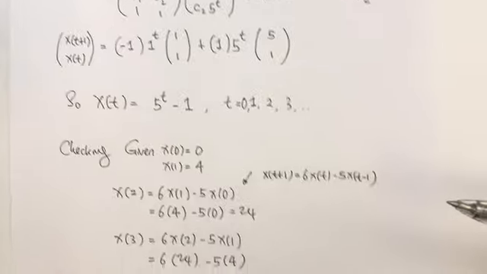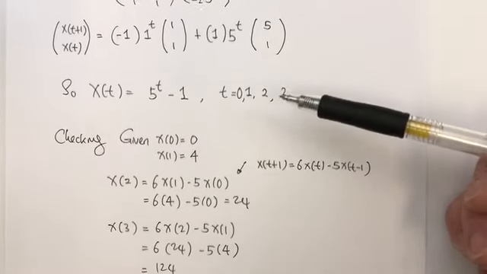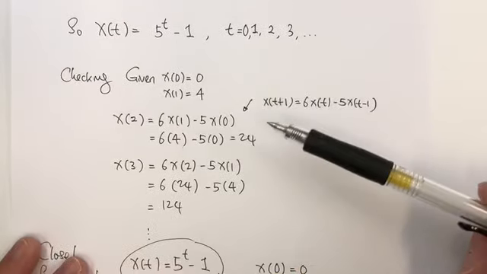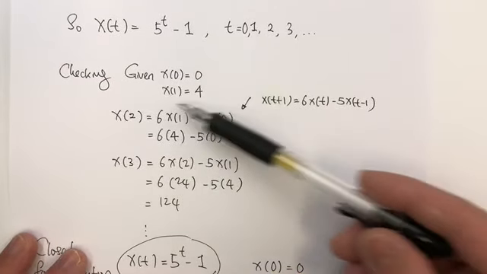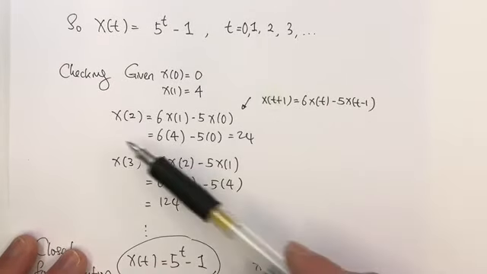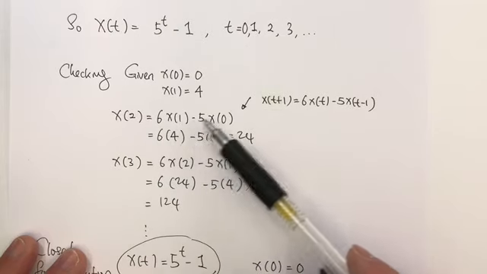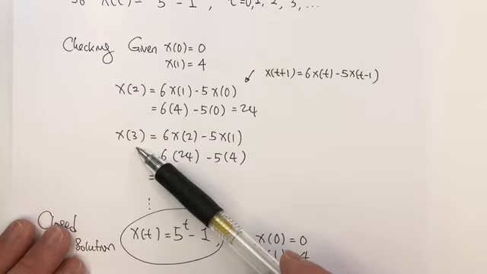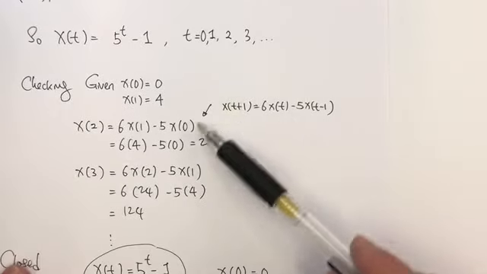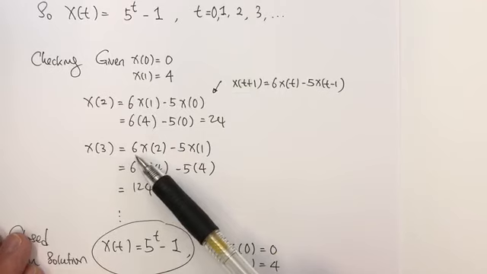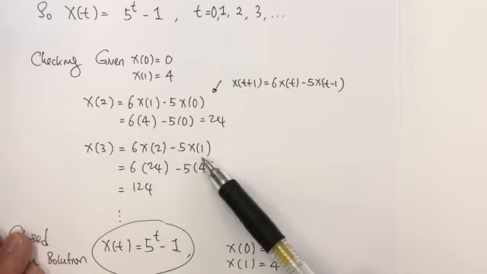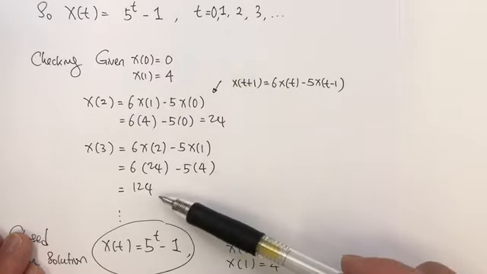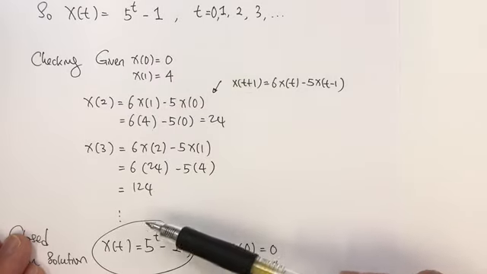And we can double check whether or not it fits the observations. For example, we are given x0 is 0, x1 equal to 4. If we use the recursive relationship, which is here, you can compute x2. x2 is 6x1 minus 5x0. Put in the numbers, you get 24. You can compute x3. According to the recursive relation, you will have 6x2 minus 5x1. We know x2 from these computations, 24. We know x1 from here, so you do that computation, it is 124, and so on and so forth.